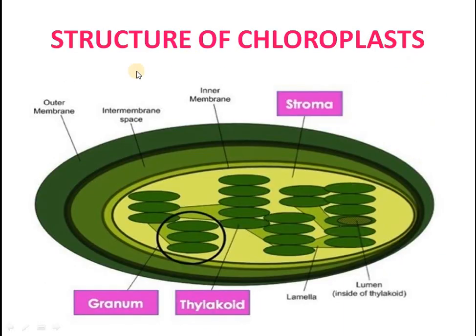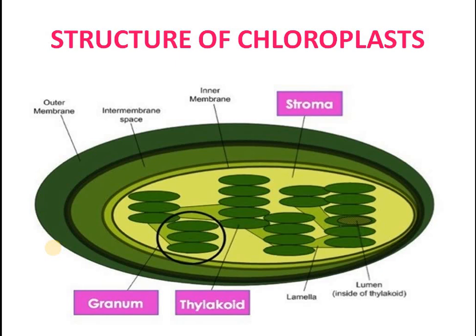Now this is the structure of chloroplast. This is the outer membrane. This is the inner membrane, and this is the space between. This is the outer membrane. This is the inner membrane, and this is the intermembrane space, that is, the space between the outer membrane and the inner membrane. Fine.